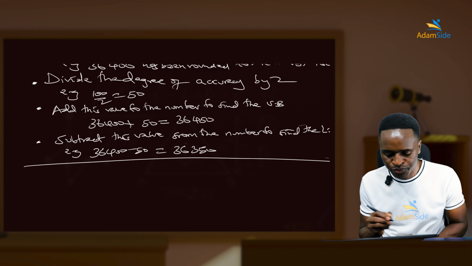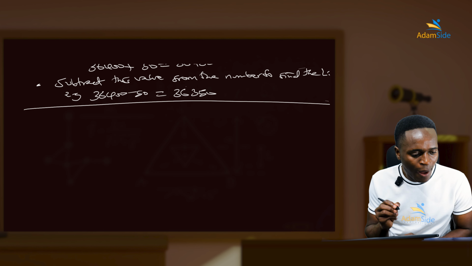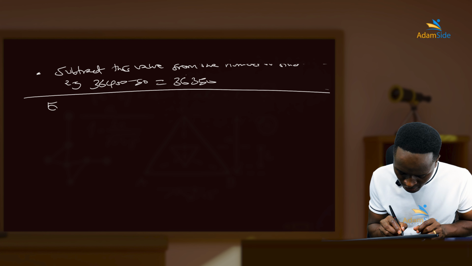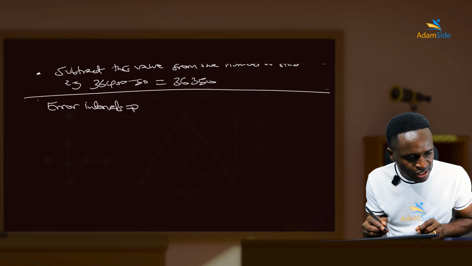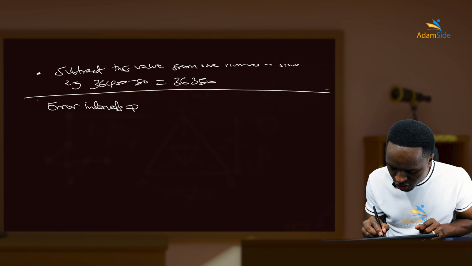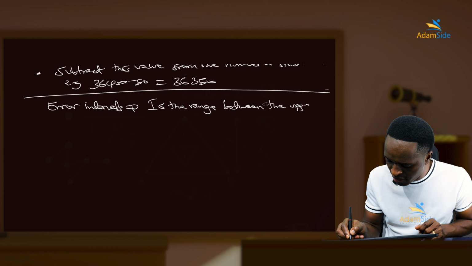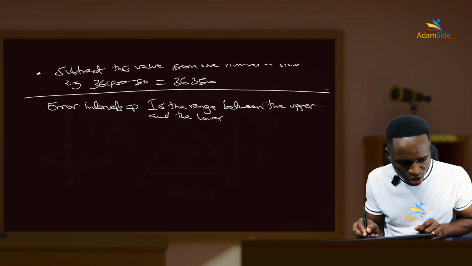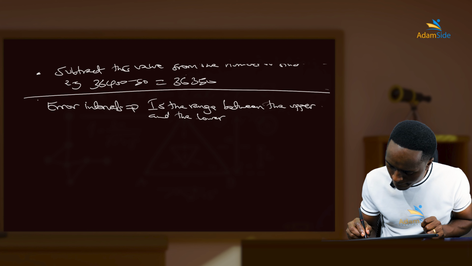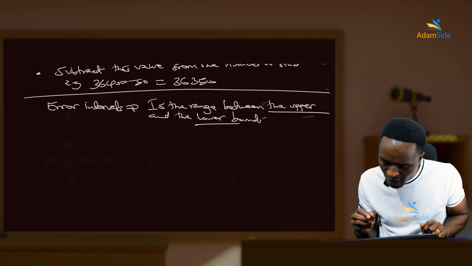Then the error interval. What's the error interval? The error interval is the range between the upper and the lower bounds.